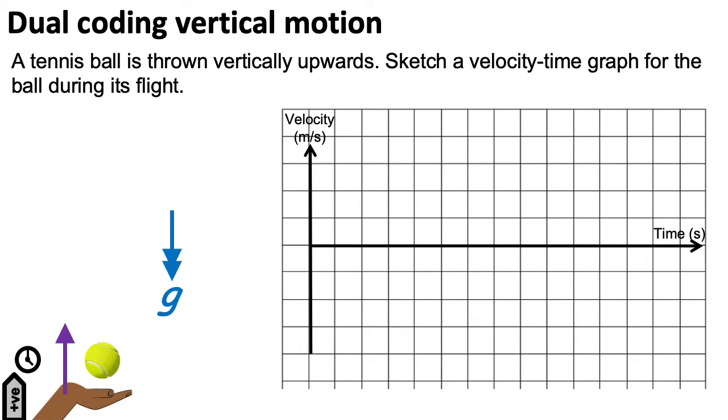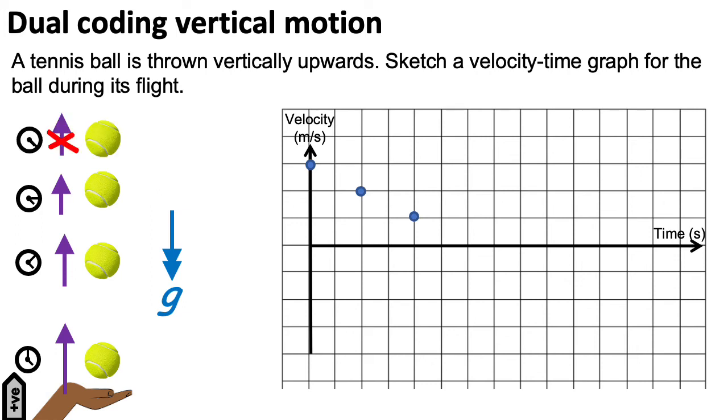Many students struggle with the physics of what happens when a ball is thrown vertically upwards. So we've shown the ball just as it leaves the hand, and it's got a high initial velocity. An instant later, that velocity has decreased because of the negative acceleration due to gravity. An instant after that, it's decreased a little more until eventually the ball reaches its maximum height when its upward velocity is actually 0.